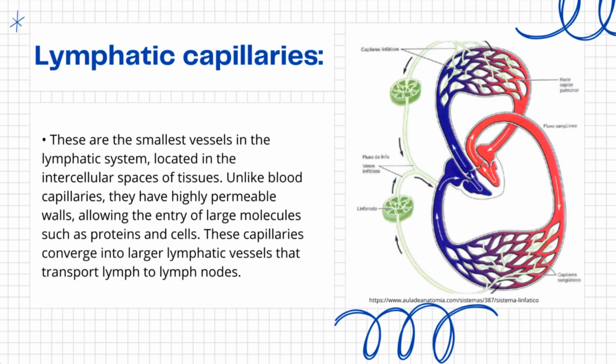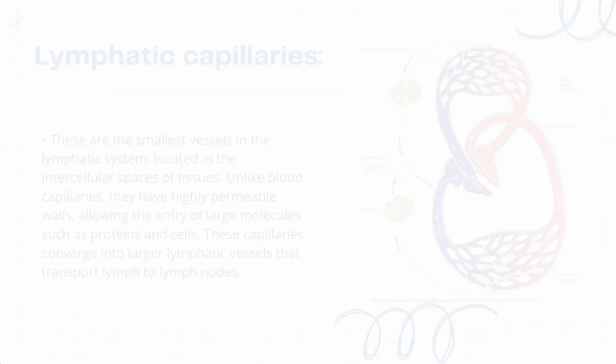Lymphatic capillaries are the smallest vessels in the lymphatic system, located in the intercellular spaces of tissues. Unlike blood capillaries, they have highly permeable walls, allowing the entry of large molecules such as proteins and cells. These capillaries converge into larger lymphatic vessels, which transport the lymph to the lymph nodes.